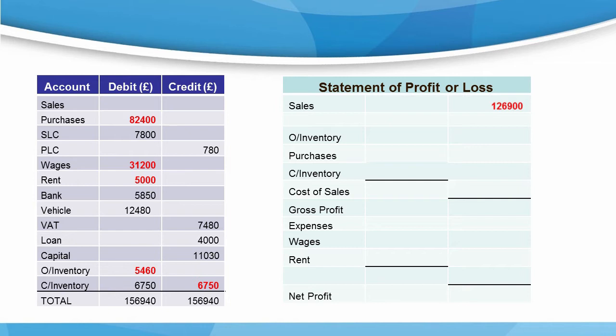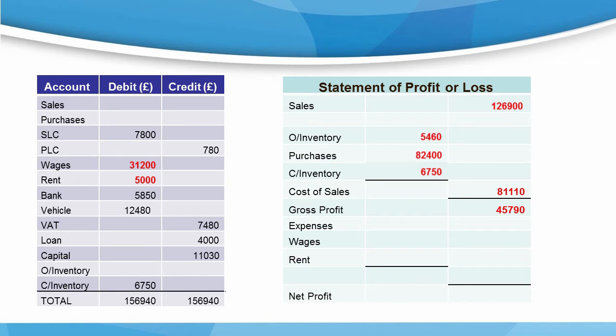Next, we will need to calculate the cost of sales. This is opening inventory plus purchases less closing inventory, and enter the resulting total. Next, taking this figure away from the sales figure gives us the gross profit.